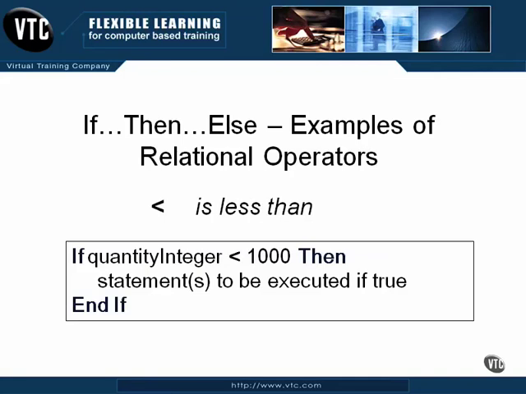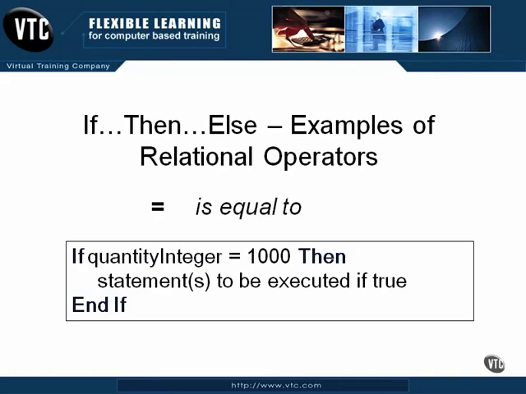Is less than 1000 is comparing the quantity integer to be less than 1000. Once again, only those quantity integer values that are less than 1000 would cause the statements immediately below the if-then statement to be executed. Once again, the value 1000 would not be executed in this case, since 1000 is not considered less than 1000. It is considered equal to.